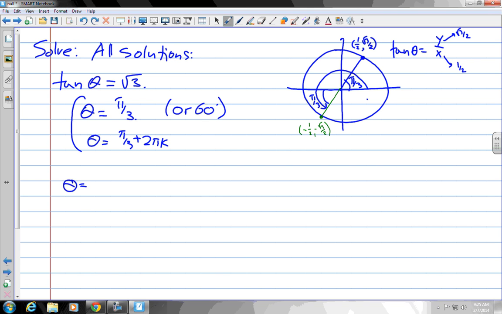So what is that going to be? Full pi plus pi over 3: 4 pi over 3. Or in degrees, it's 240 degrees. It's 180 plus 60, right? And that one also can be circled around. So I can say theta is 4 pi over 3 plus 2 pi k, right? Do you agree with that?